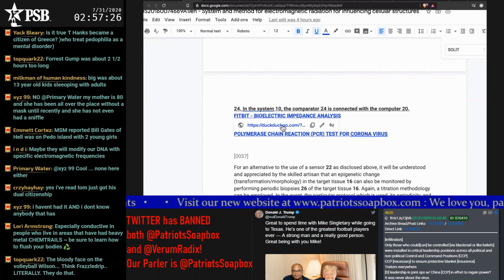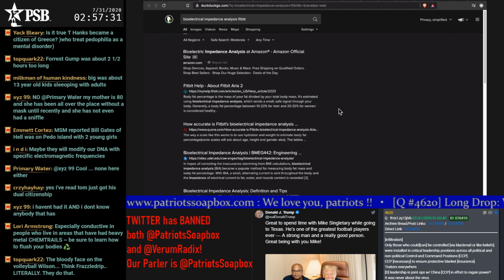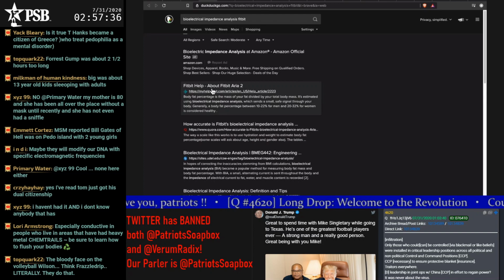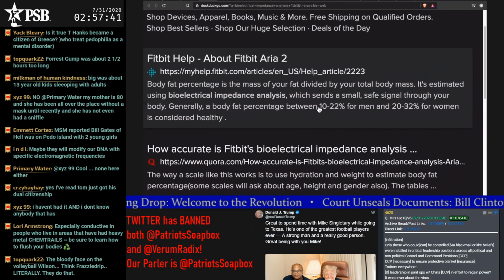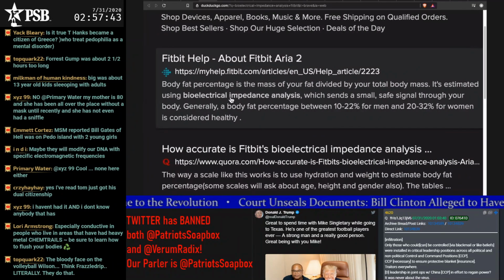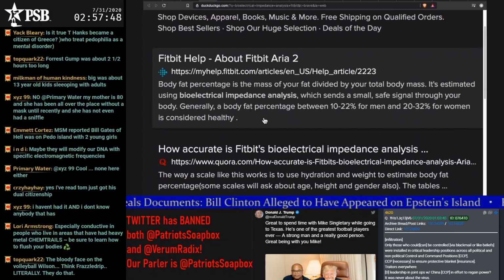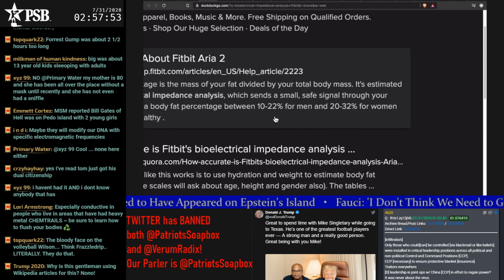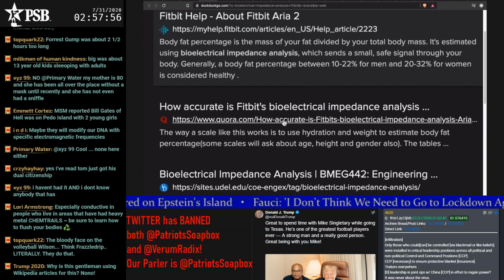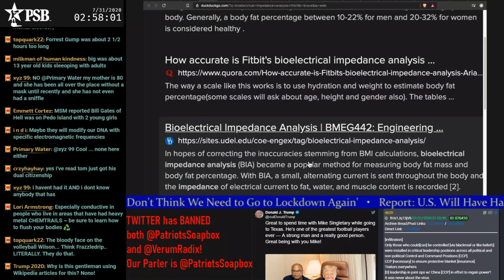Fitbit, bioelectric impedance analysis. Here's a search term. It's in the docs, should you choose to look at it. Fitbit, here's a help link to Fitbit. Body fat percentage is the mass of your fat divided by your total body mass. It's estimated by using a bioelectric impedance analysis, which sends a small safe signal through your body. Generally, a body fat percentage is between 10 and 22% for men and 20 to 32% for women. How accurate is Fitbit's bioelectric impedance analysis? This is in a watch, folks.